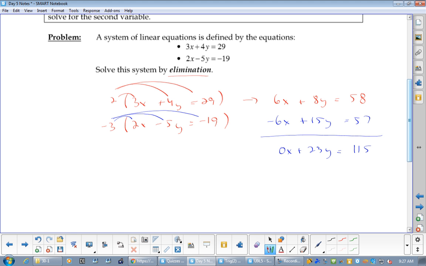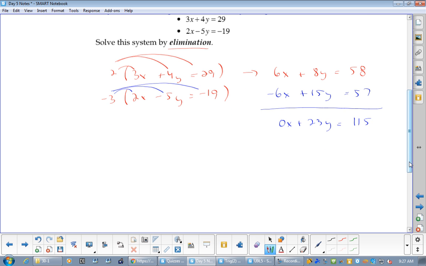So now I have 23y equals 115. What can I do? Divide by 23. Divide by 23. Y equals 5.